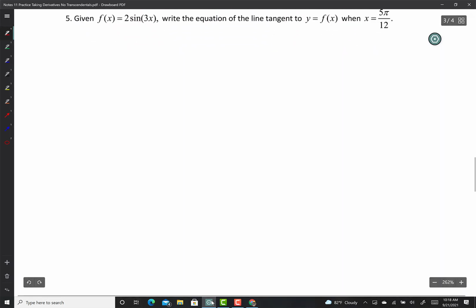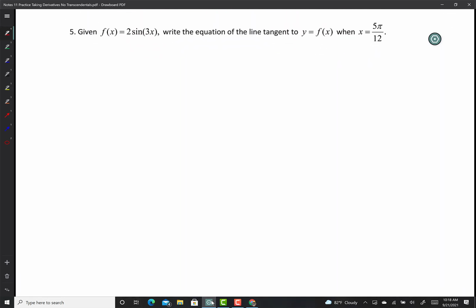All right, let's go to the next one. Same thing. Now we're just getting practice. So it wants, write an equation of the line tangent to y equals f of x at x equals 5 pi over 12. So what do I need? I need two things. Point and slope. So let's get our point. 5 pi over 12, comma, well, let's figure out what that is.